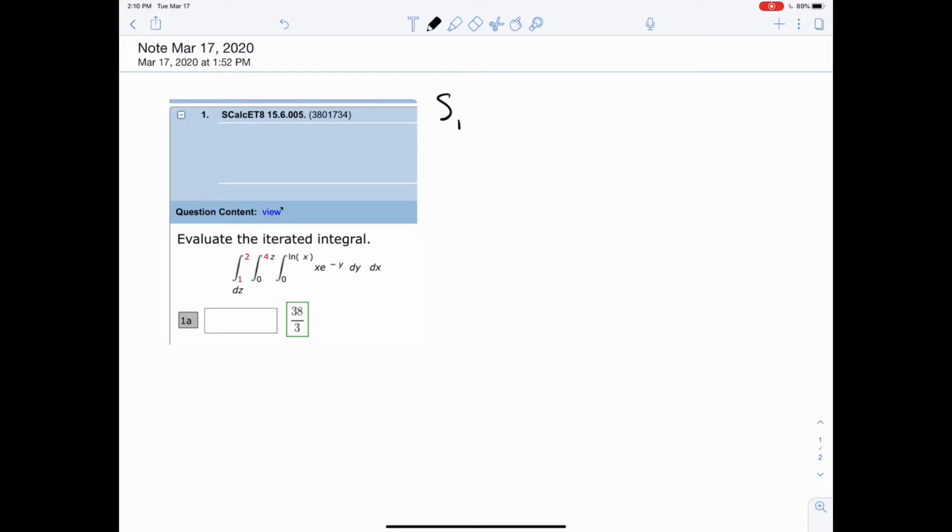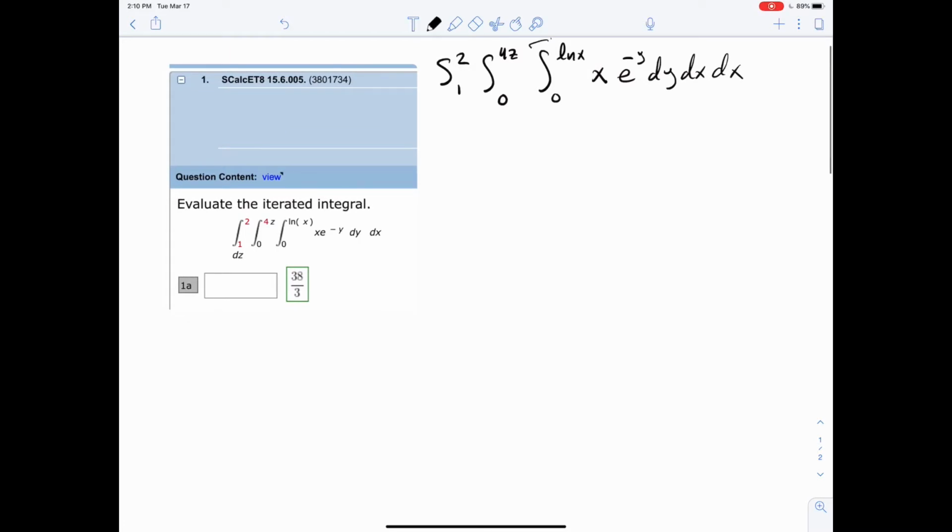So it says integral from 1 to 2 for the z's, from 0 to 4z for the x's, and 0 to natural log of x for the y's, and then the integral is x e to the negative y dy dx dz. Okay, so because it's an iterated integral, essentially we just do each part separately. So we're going to integrate the y's here.